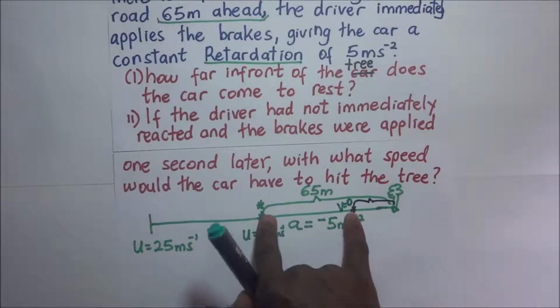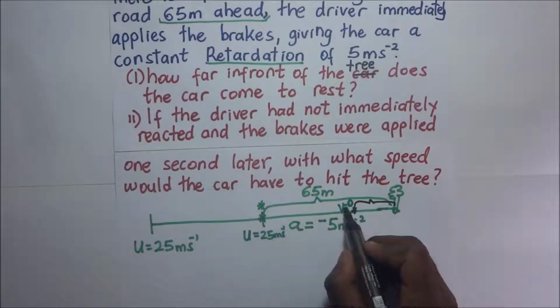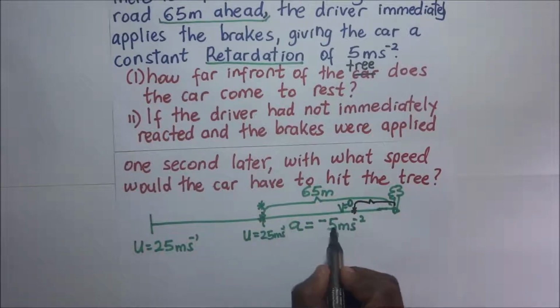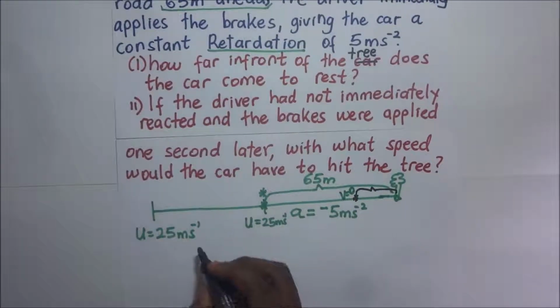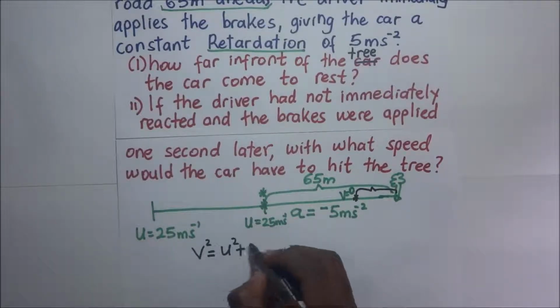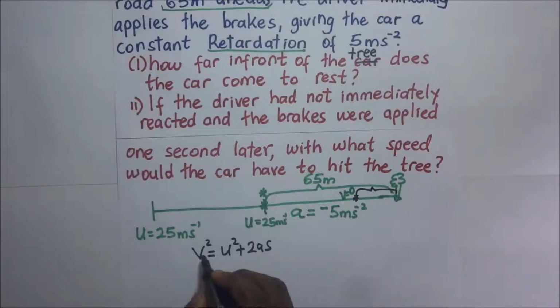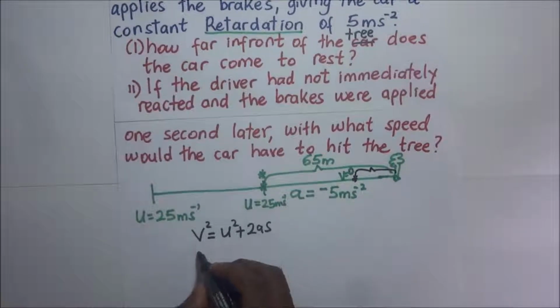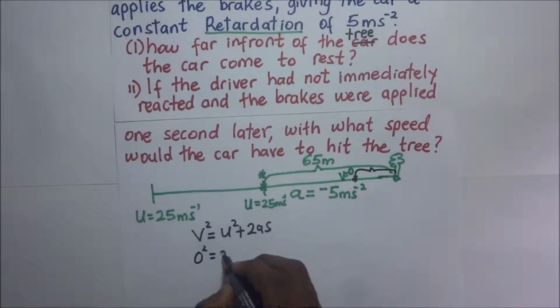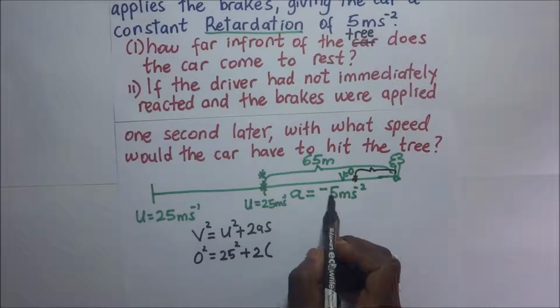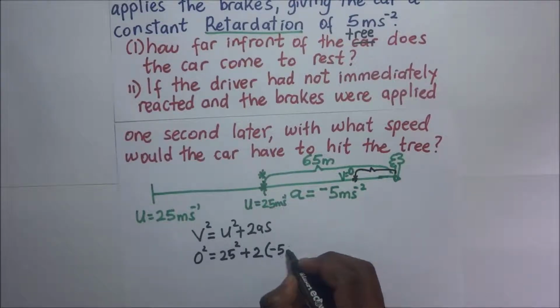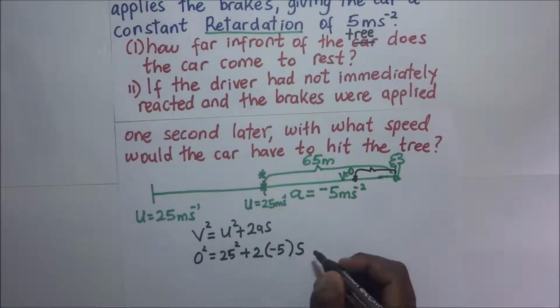So we need to find the distance covered when his initial speed is 25, his final speed is 0, and his retardation is 5 meters per second squared. So we'll get straight to the working. To get the distance he covered, we shall say v squared is equal to u squared plus 2as. We are interested in getting the value of s. So v squared, the final velocity 0 squared, is equal to u squared, which is 25 squared, plus 2 times the acceleration, which is -5 because it's retarding, times s. s is what we are looking for.